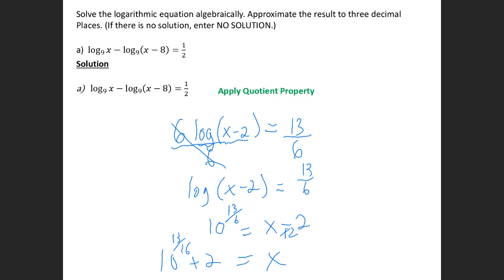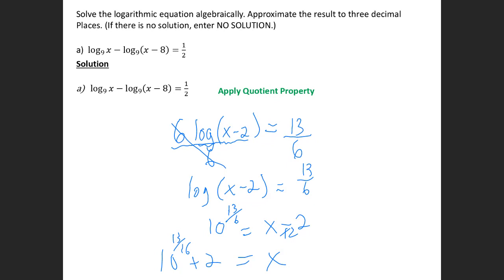Yeah, so good point, John. If you don't have a base, like I don't see a number, I don't have a little number here, then it's automatically 10. So Ruben gave me, is that with the +2, Ruben, or is that just the 10 to the 13 over 6? That's just 10 to 13 over 6. So add the 2, 148.